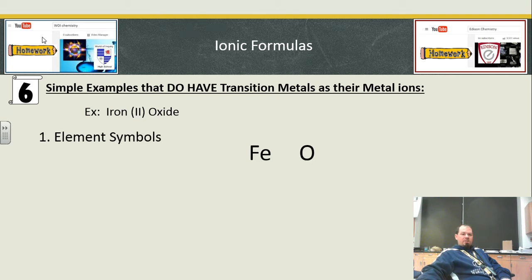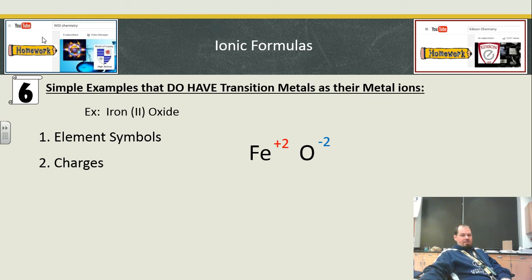Element symbols first, Fe and oxygen. Oxide, just a plain element, came from oxygen. Okay, you have to be able to make that step. Then we do the charges. And here's where things get confusing, because Fe can be a +2 or a +3 on the periodic table when you look it up. But this Roman numeral told me it's the 2. So now the 2 wins.